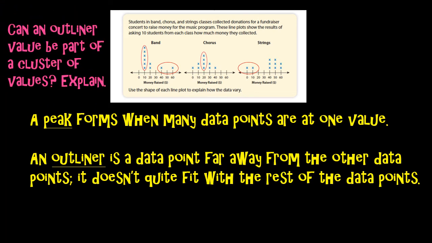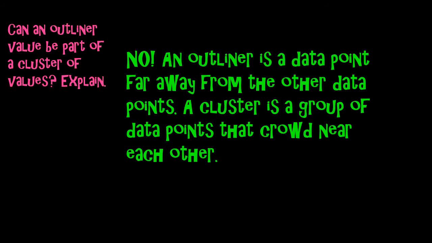So can an outlier value be part of cluster values? No. An outlier is a data point far away from the other data points. A cluster is a group of data points that crowd near each other.